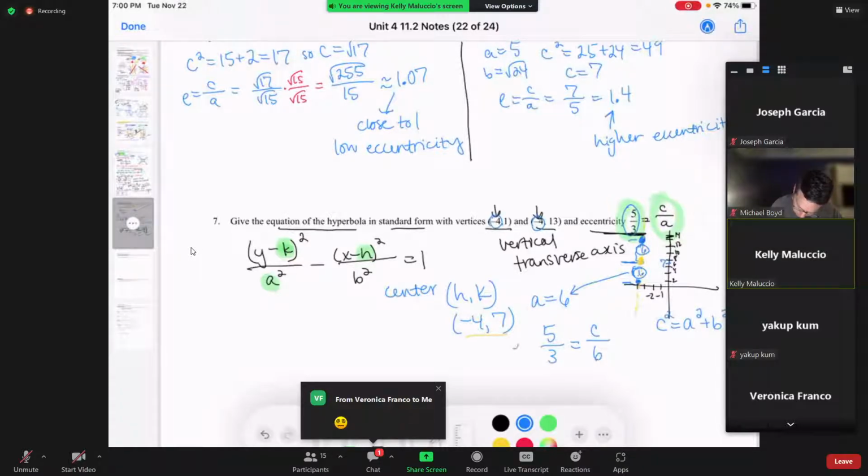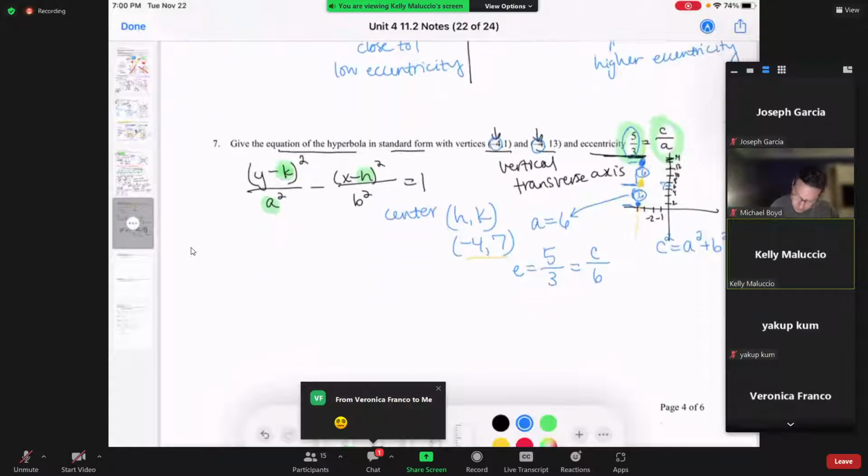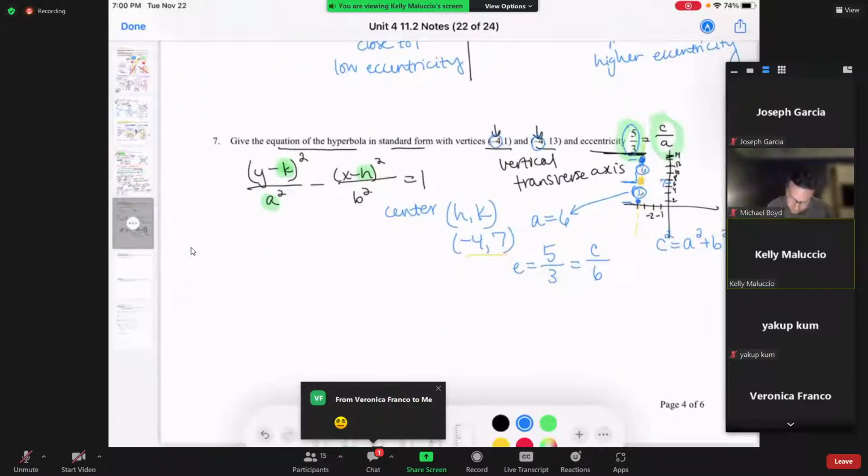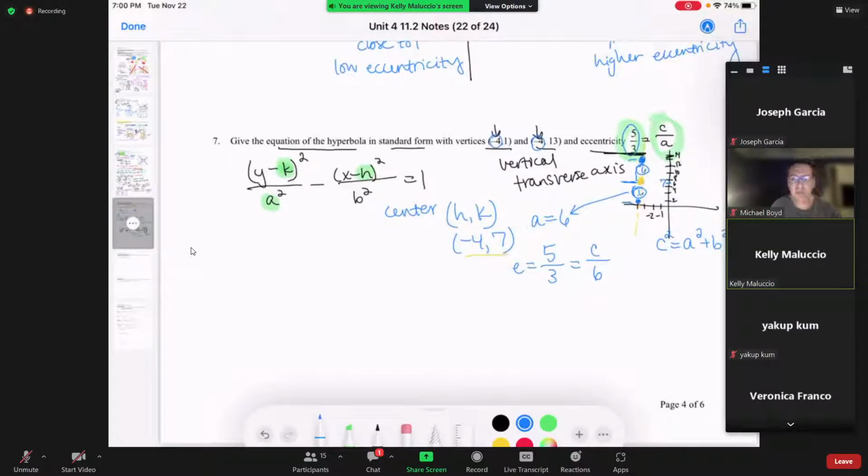So we know that E is this. And so if I'm going to calculate, I can then just multiply both sides by 6. And I get, if I do that, so times 6, I get 30/3 equals C. So I get that 10 is C.